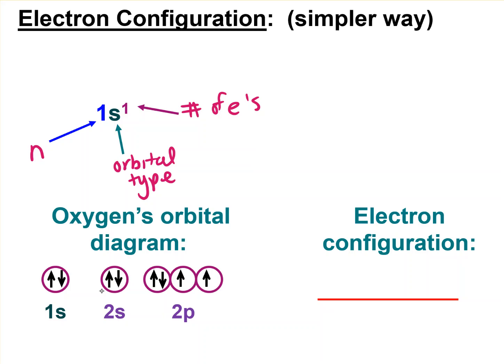So we could take an orbital diagram and convert it over. This would be 1s2, 2s2, 2p4. So notice that it is important that you show these numbers in front. The energy levels are full-size numbers, and the number of electrons are exponents.